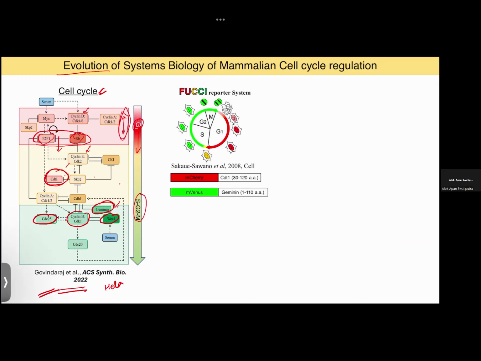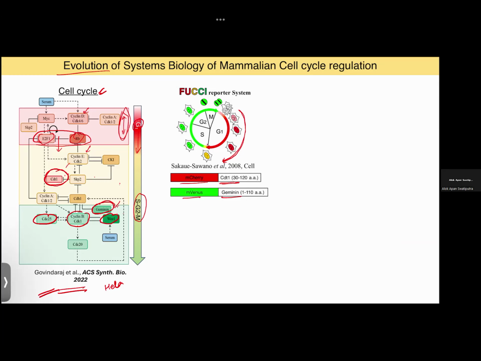This technique follows exactly the same one which I showed earlier. You take the E2F promoter and you attach GFP to it. What you do is you take this CDT1 and fuse it with a red fluorescent protein, which is called mCherry. And to this Geminin, you put a green fluorescent protein. So when the cell is in the G1 phase, initially in G0, there will be no color. In the G1 phase, this mCherry intensity will slowly start to come.